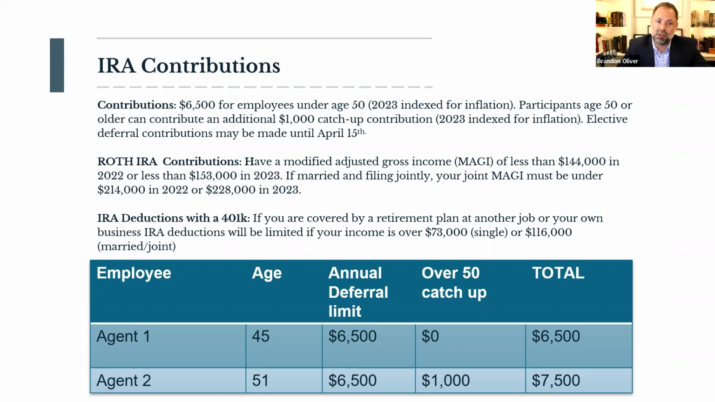So let's go over to the overview of how IRAs work or some of the features within the One Future system. So IRA contribution limits in 2023 are $6,500. If you're age 50 or older, you can actually make an additional $1,000 contribution. So that would increase that to $7,500.